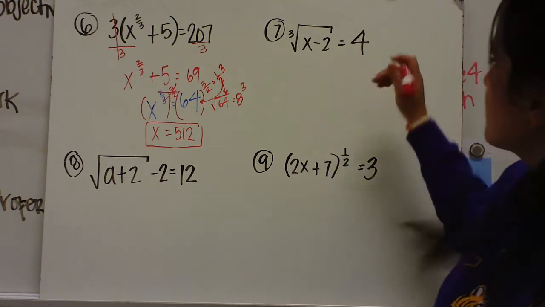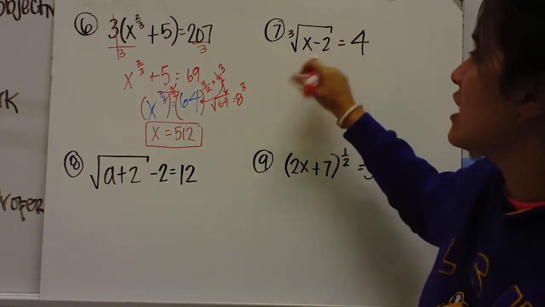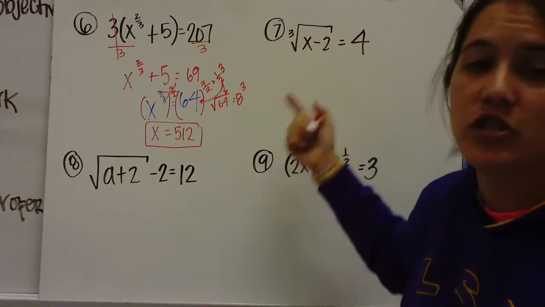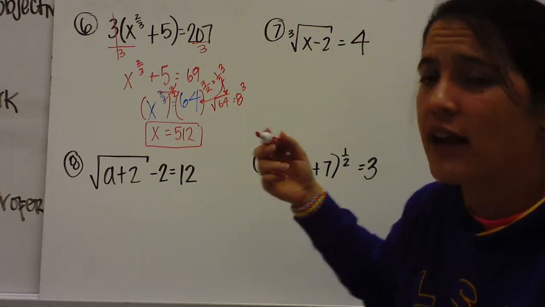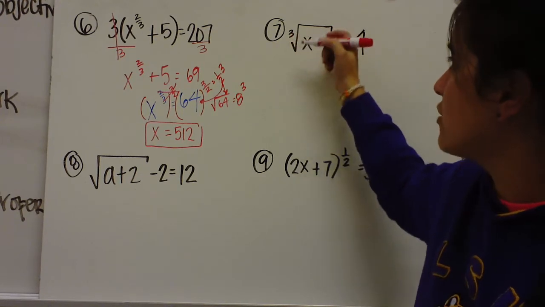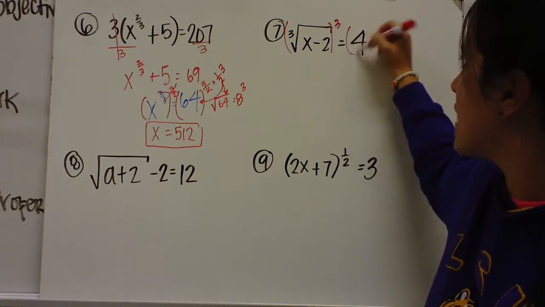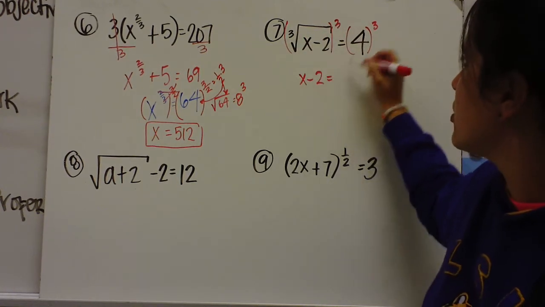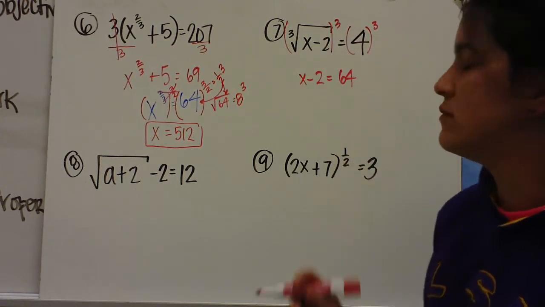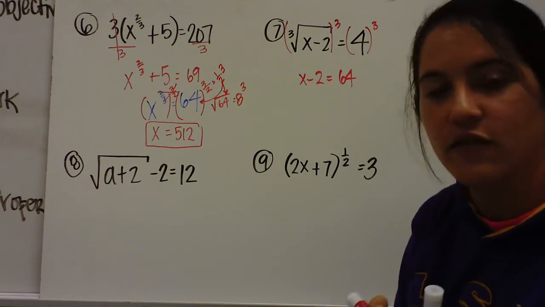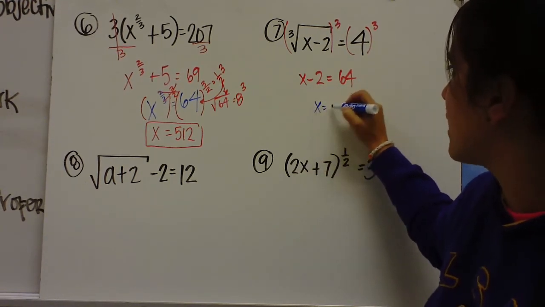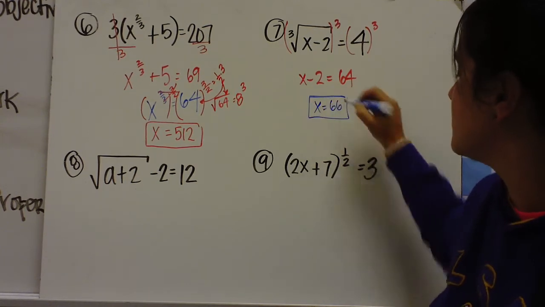Example 7. Everything in here is under the cube radical, the cube root. So I can't move the 2 over because it's being blocked by the radical. To undo the radical, you can cube both sides. And then I'm left with x minus 2 equals 64. Because 4 to the 3rd power is 64. Now I have a simple one-step equation. You add 2 to both sides, and x equals 66.